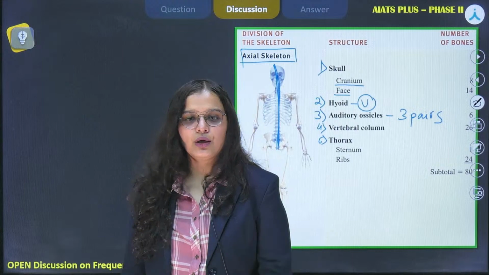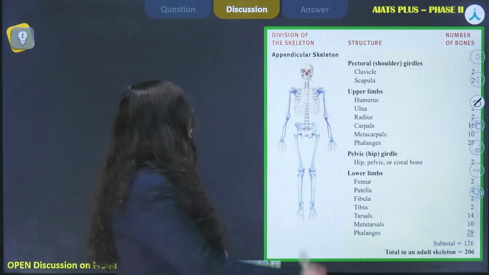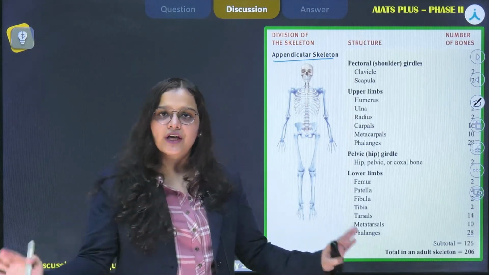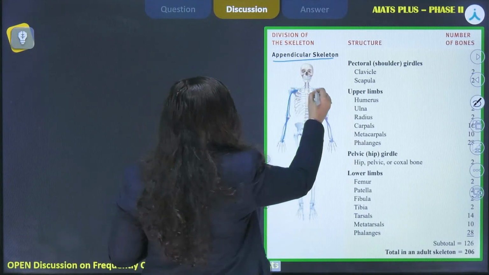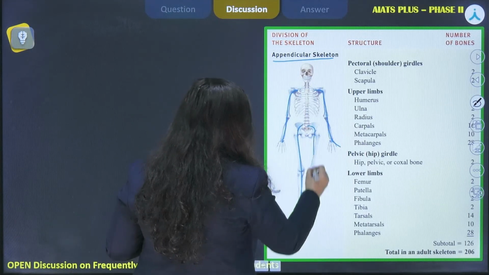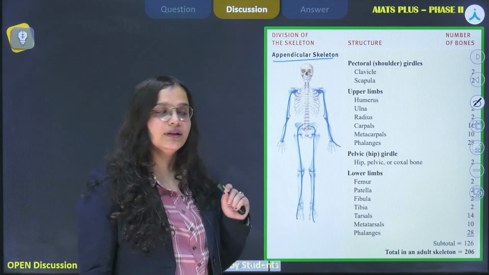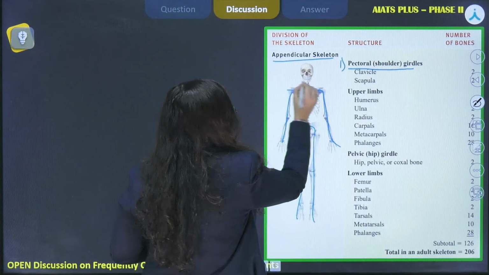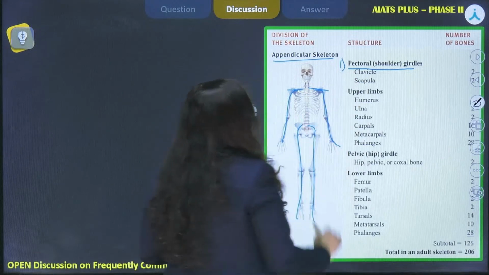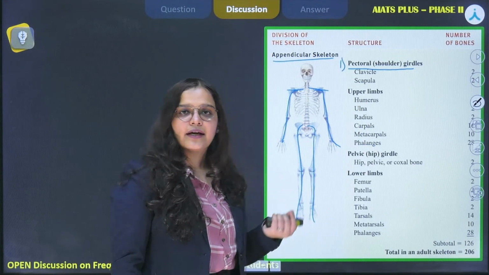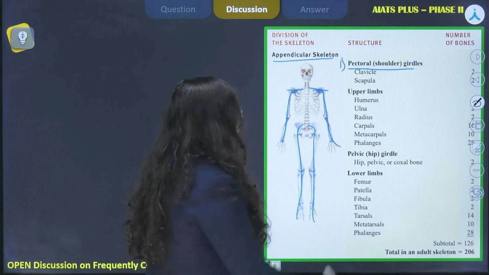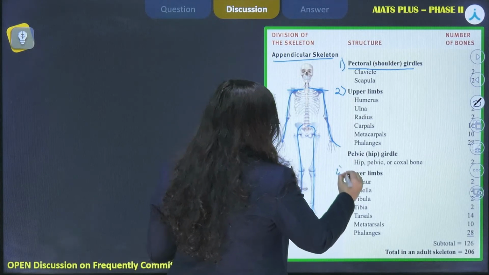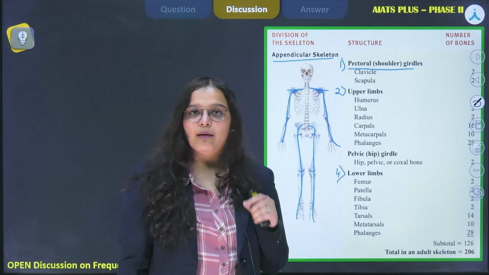Now we'll quickly recall the appendicular skeleton. As we discussed, whichever part is moving away from the body, like our hands, the upper limbs and the lower limbs, constitutes the appendicular skeleton. So we have our girdles, which are made up of the scapula and clavicle. They are categorized under the appendicular skeleton. Then we have our upper limbs, which are made up of different bones. Then we have our lower limbs, which are also categorized as the appendicular skeleton.